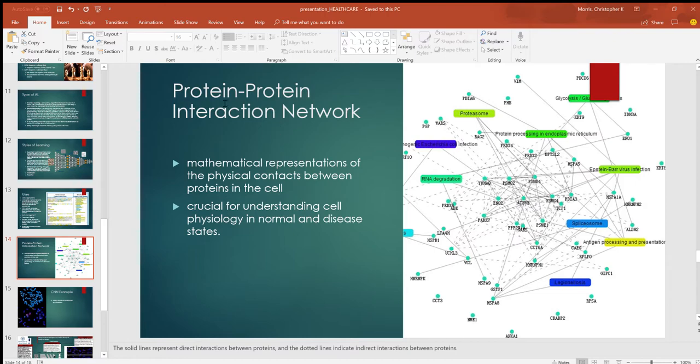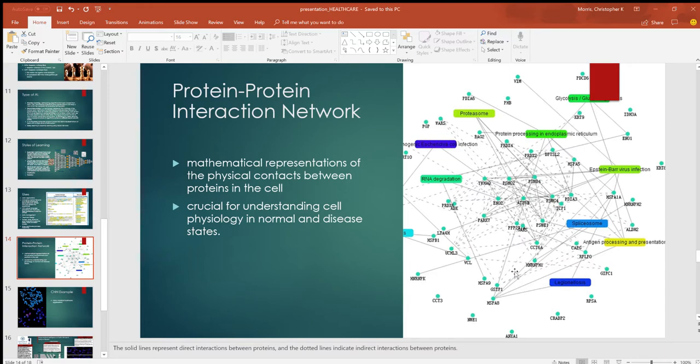In scientific research, especially in genomics, we're always looking at how different proteins interact with each other and with certain body tissues that we have. And everything starts with proteins from our DNA. Our DNA tells the cell which proteins to make. So for protein-protein interaction networks, this would be a good time to use unsupervised learning. These are mathematical representations of the physical contacts between proteins in the cell.